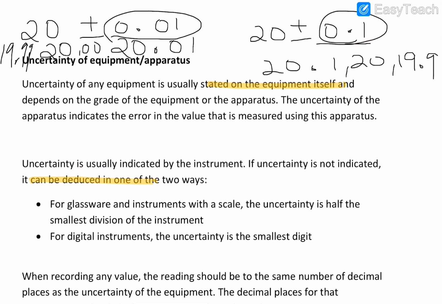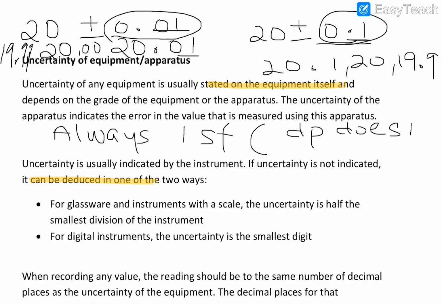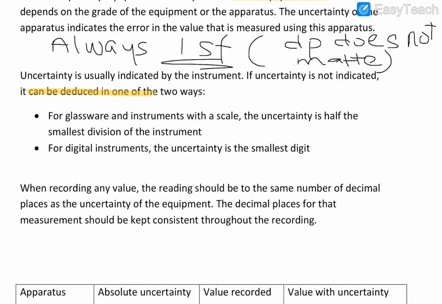Now, these values of uncertainty will always be to 1 SF. Always 1 SF. It could be to whatever number of decimal places, DP does not matter here. It could be to 10 DPs or 1 DP, but it should always be 1 SF. Uncertainty is usually indicated by the instrument, like you've seen on that pipette. But if it is not indicated on the equipment, you will have to deduce it.